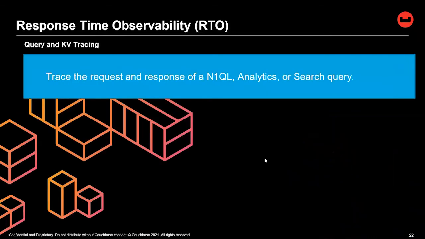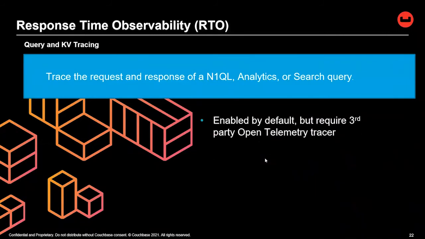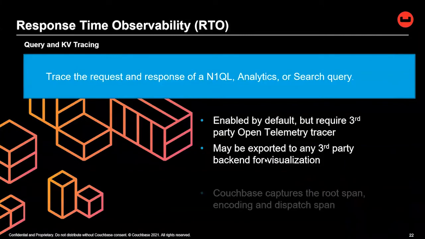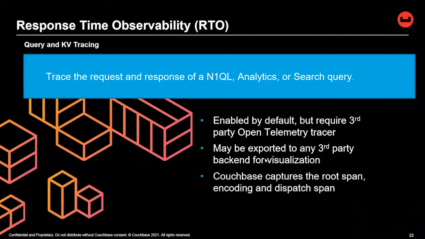So raw tracing allows us to trace an operation's request and response through the system. It's enabled by default, but requires a third-party OpenTelemetry tracer to export it to a third-party backend. This is done for visualization. Couchbase captures the root span, the encoding span, and the dispatch span. However, you can pass in a parent span, and that parent span can contain application-specific information.